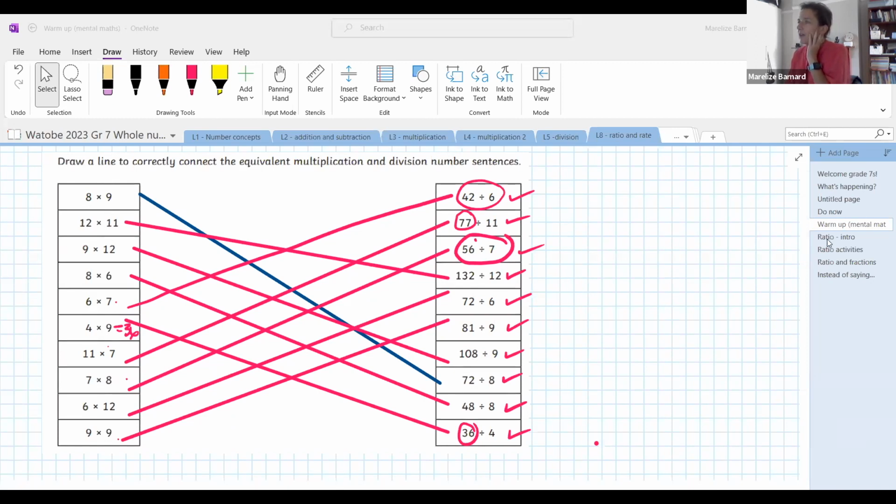So we are now going to start our lesson for today, which is about ratio. Okay, and just a reminder that Wednesday, for those of you who are new, Wednesday is quiz day. So later on this evening, you will get the link to the quiz, and then you'll get to do it online.